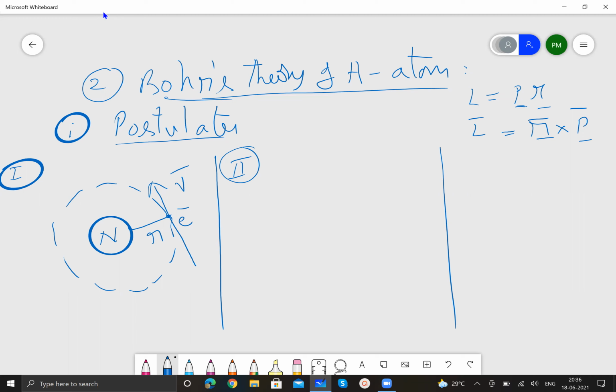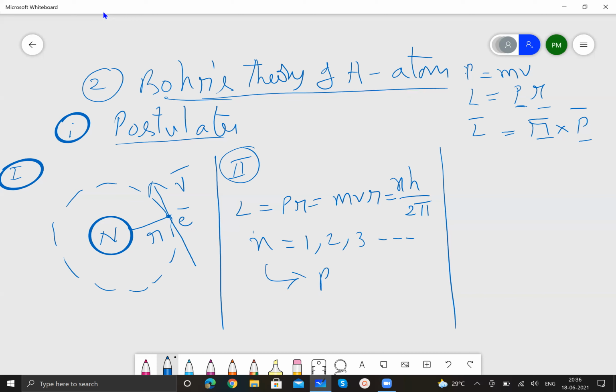So the second postulate says the angular momentum of the orbiting electron around the nucleus is equal to P R. Momentum P is the product of mass and velocity, so it is m v r, equal to an integral multiple of a constant h by 2 pi. I repeat: the angular momentum of an electron orbiting around the nucleus will be an integral multiple of h by 2 pi. This h is the Planck's constant, and n is the principal quantum number of the orbit. This is the second postulate.